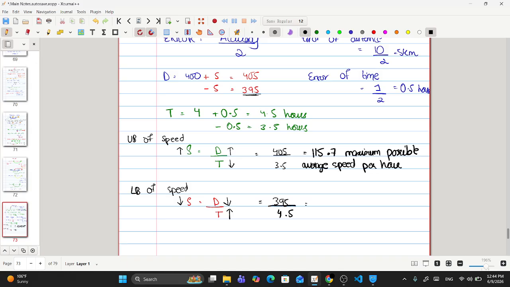87.7 recurring. So 87.7. What does this show us? It shows us the minimum possible average speed per hour. So now do you understand the difference between the upper and lower bounds in this case?